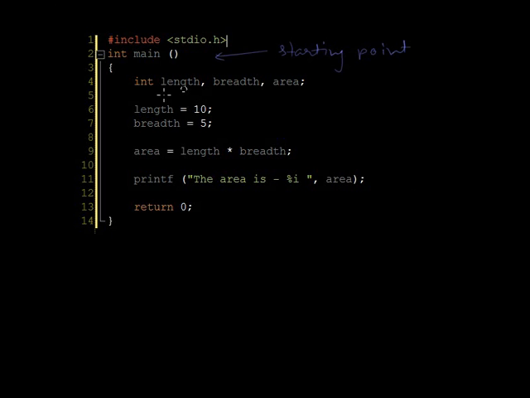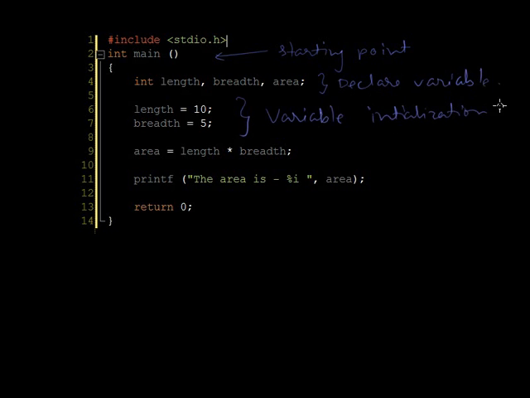Now we declare variables, because a variable has to be declared with its type. Now we initialize variables, variable initialization. Okay, then we have our computation, and after that the output.